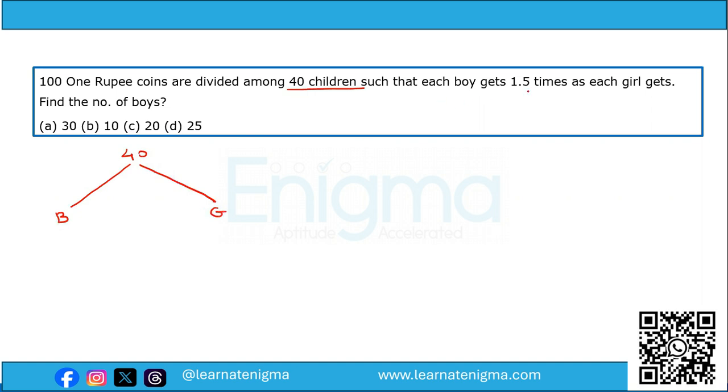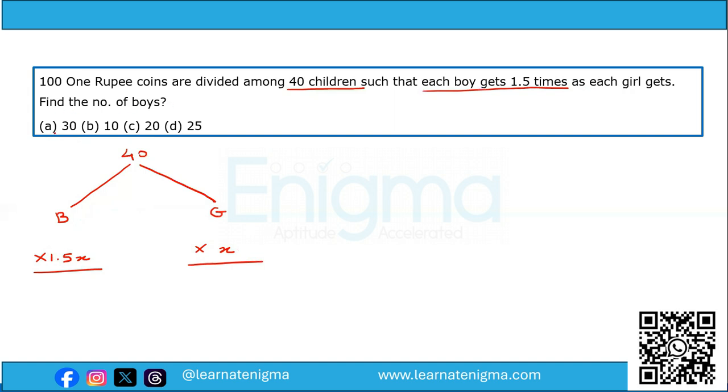Now, each girl is getting, let's assume, X coins. Here it is given that each boy gets 1.5 times as each girl. So if we are assuming each girl is getting X coins, each boy will be getting 1.5x coins. Now, this question needs to be solved by options. So let's take the first option.